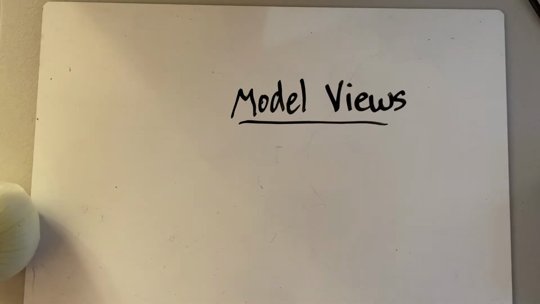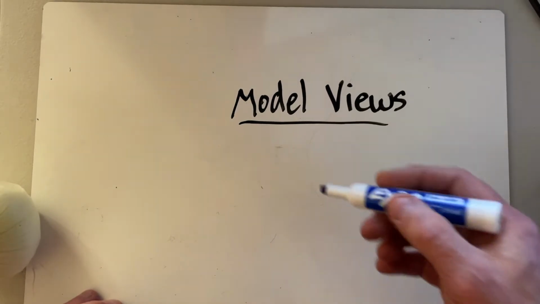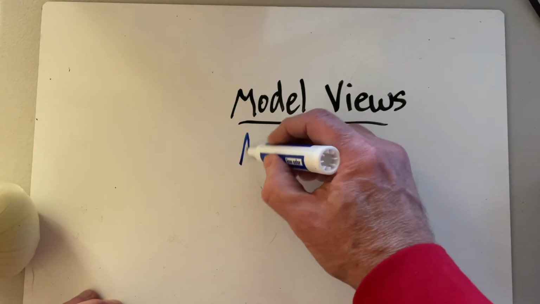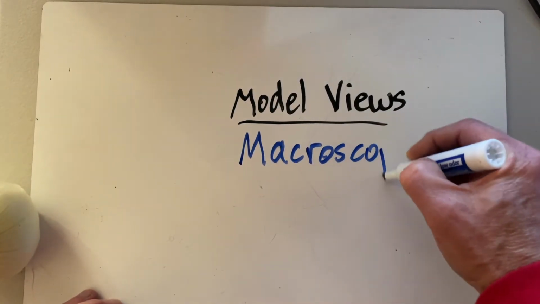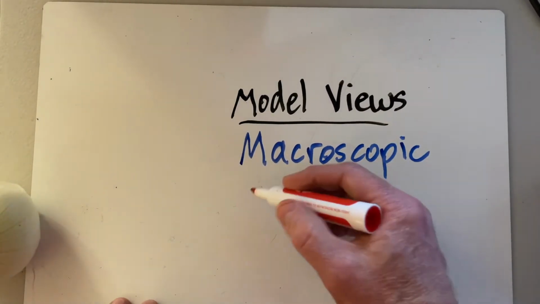There are different ways to draw a model, and one of the things you have to decide is what kind of view do you want to show? Do you want to show a macroscopic view? Macroscopic means big enough to see. In other words, you're drawing the way it really looks.